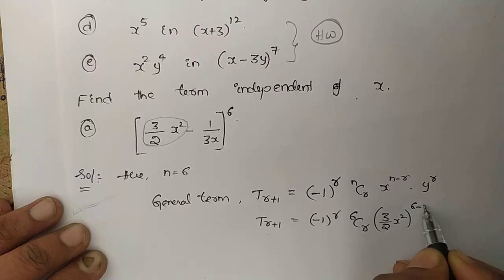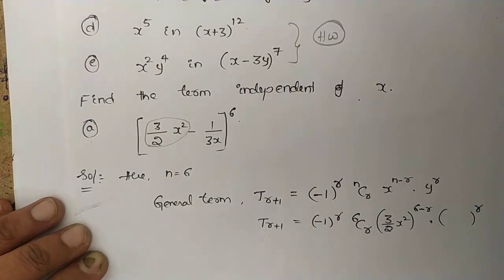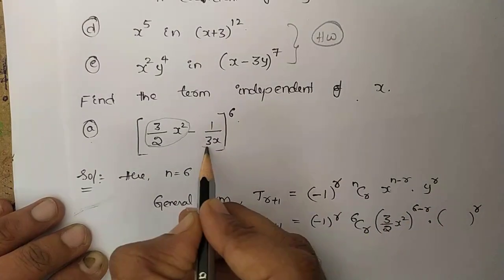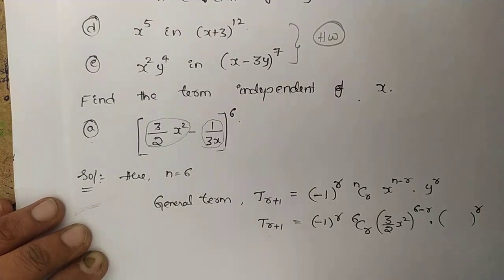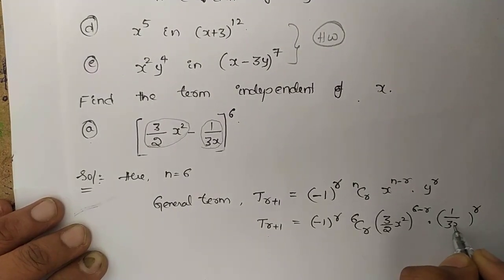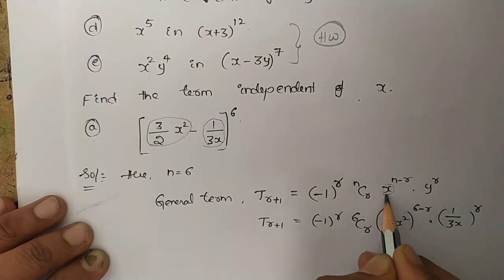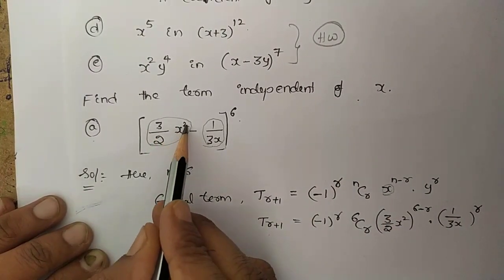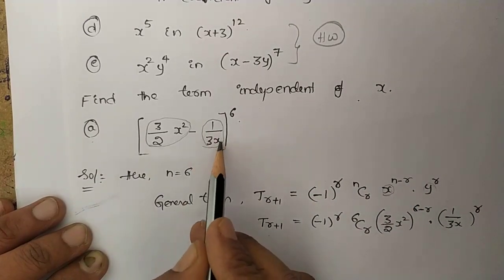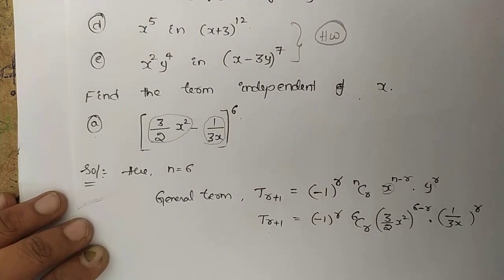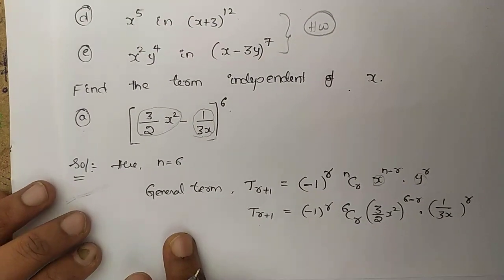6 minus r, into y power r. In place of y, what do we have? 1 by 3x, 1 divided by 3x, whole power r. Once again, in place of x we have 3 by 2 x square. Next, y power r: in place of y we have 1 by 3x whole power r. That's it. Do you understand? Yes. Now you just simplify further.